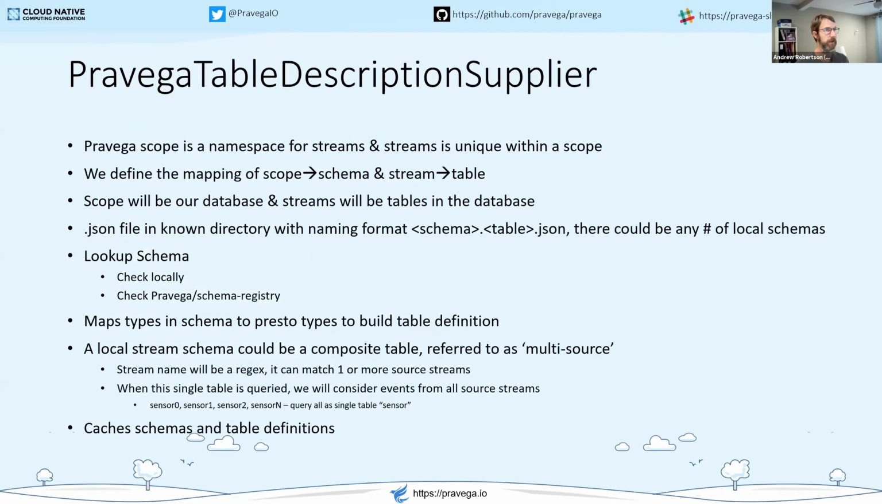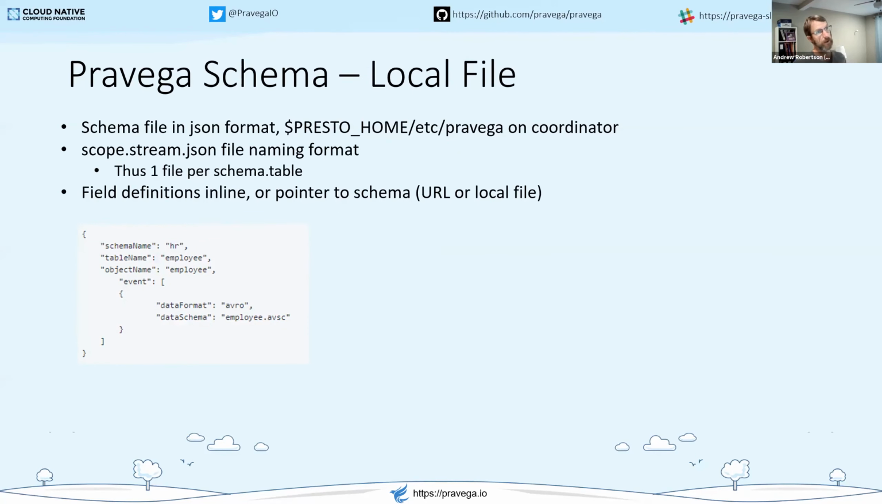The next option is to have things in a local file, just on the coordinator. It's one file per object, and you're either inlining the event definition right there in JSON format, or, as in this example, pointing to something like an Avro schema. Basically, it says my schema is HR, the table name I want to show up in Presto is called employee, and the object name is the stream on the Pravega side. So we'll look for HR.employee within Pravega, read from there, and use the schemas defined there.